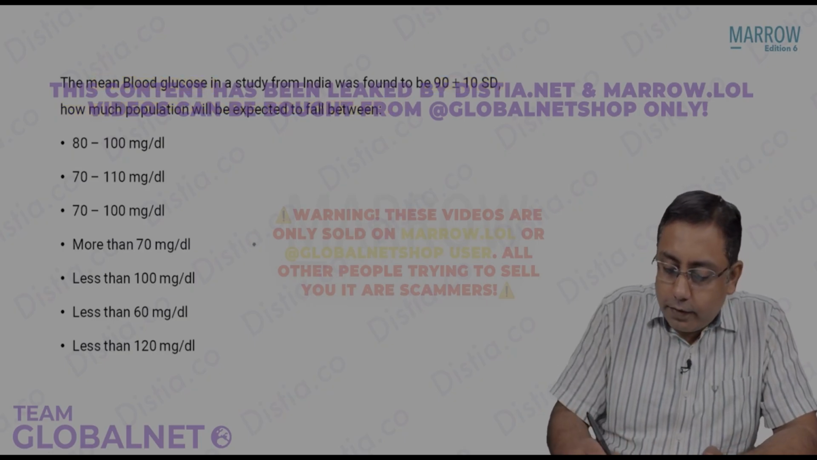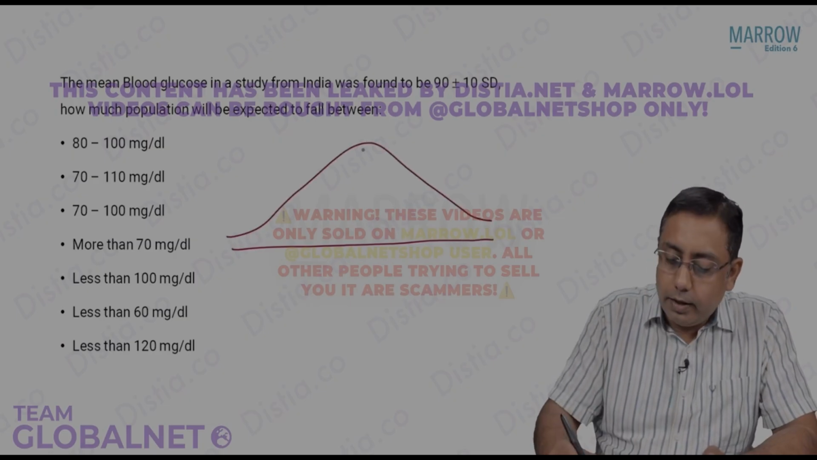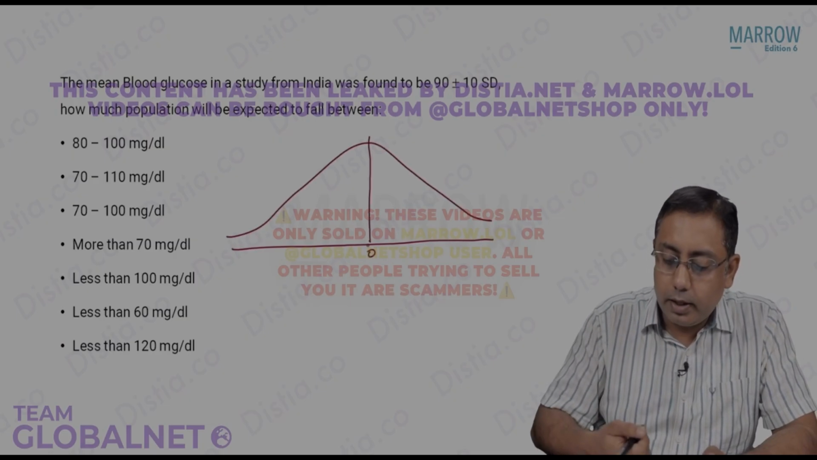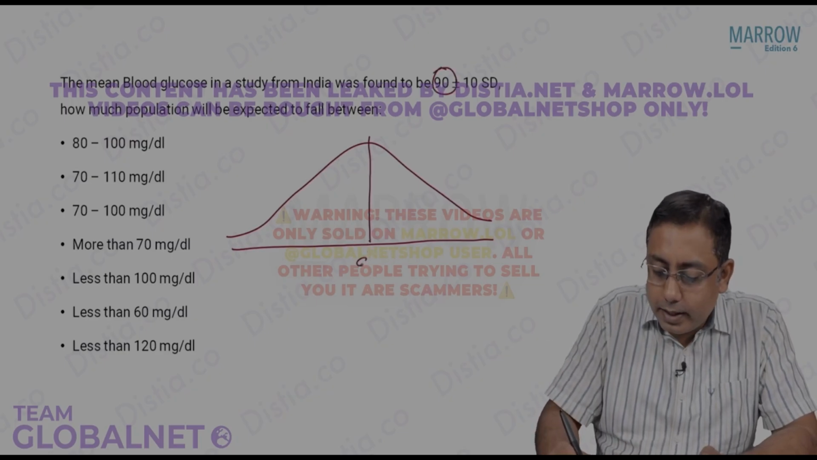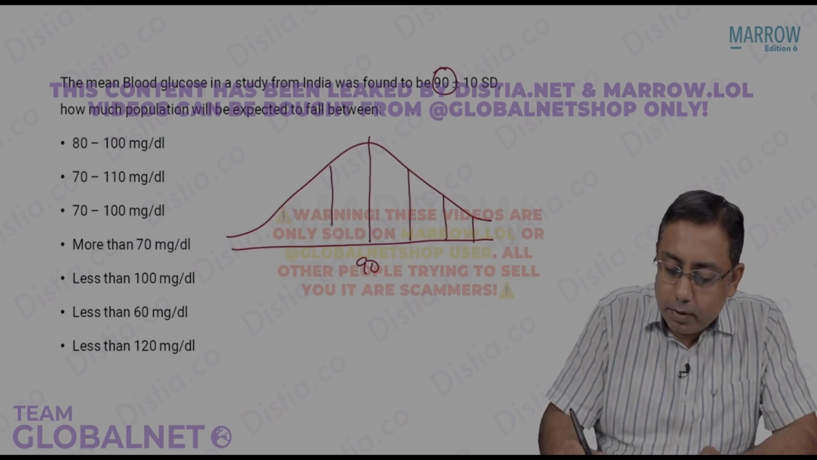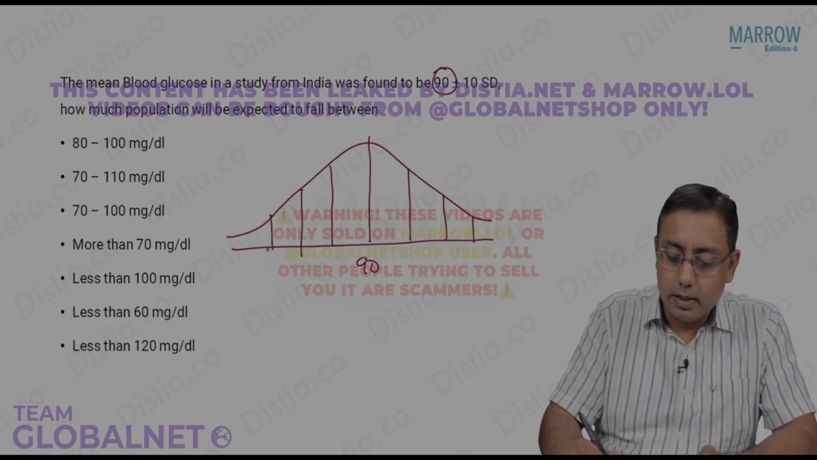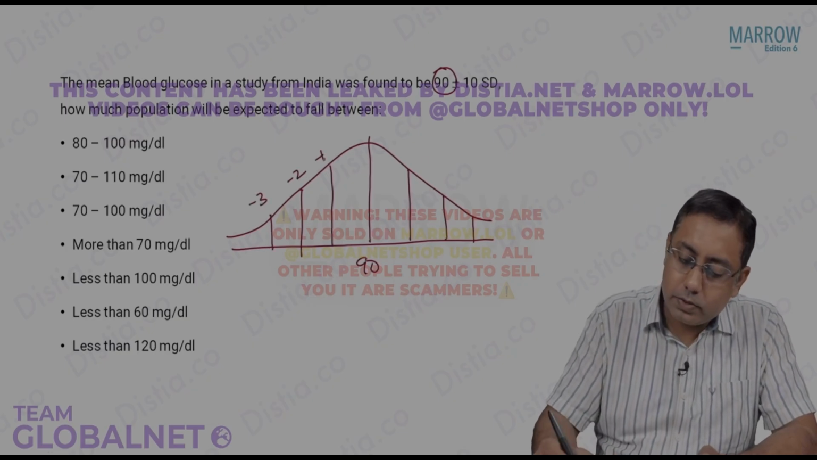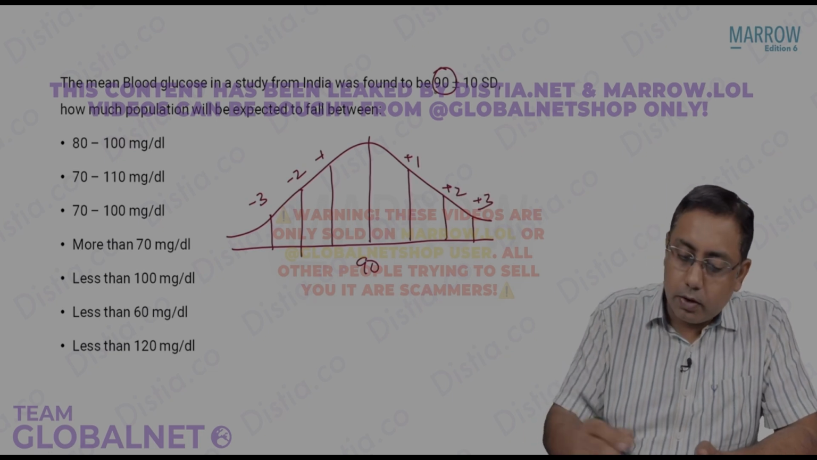So if you just look at this, and if I draw a normal distribution curve over here, and I see that this is the 0 point, obviously what should I write at the 0 point? How much is the mean? It is 90. Plus 1 SD, plus 2 SD, plus 3 SD, and then you have minus 1 SD, minus 2 SD, and minus 3 SD. So that will be minus 3, minus 2, minus 1, plus 1, plus 2, and plus 3 standard deviation.